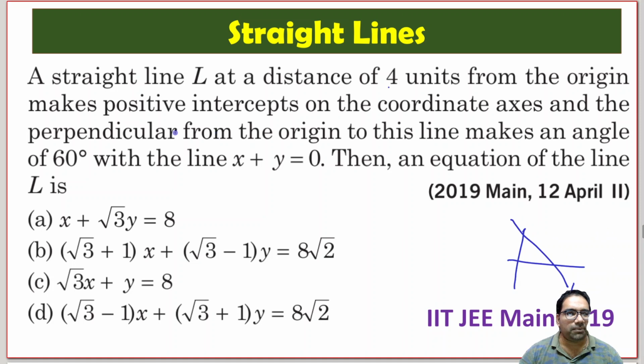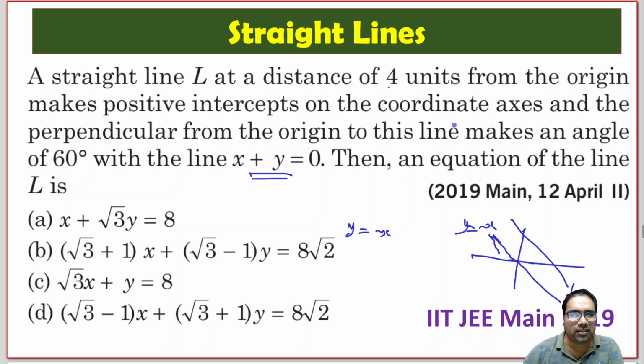Right, and the perpendicular from the origin to this line is making an angle of 60 degrees with the line x plus y equals 0. x plus y equals 0 is nothing but y equals minus x. Right, that line is something like this. This is y equals minus x, that is this line.